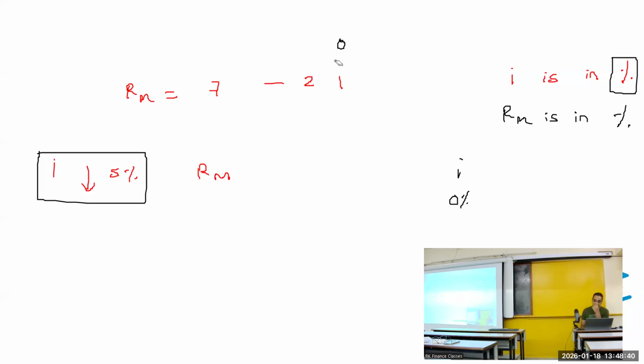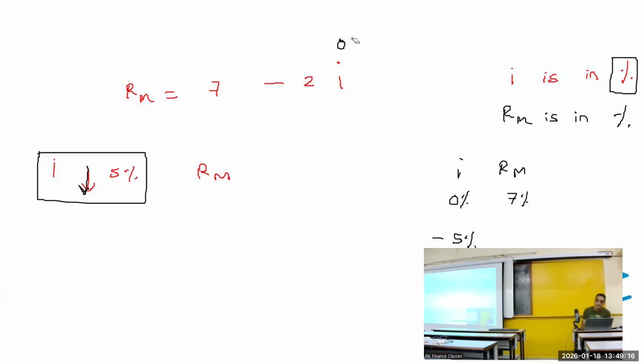So -2 times 0 is 0. 7 minus 0, return of market is 7%. The new interest rate would be 0 minus 5, -5%. You said 5 into 2 minus 5 into -2. Minus sign is cancelling. So I said interest rate is down by 5%. So it was 0 earlier, so 0 minus 5. Good. So interest rate is now -5%.